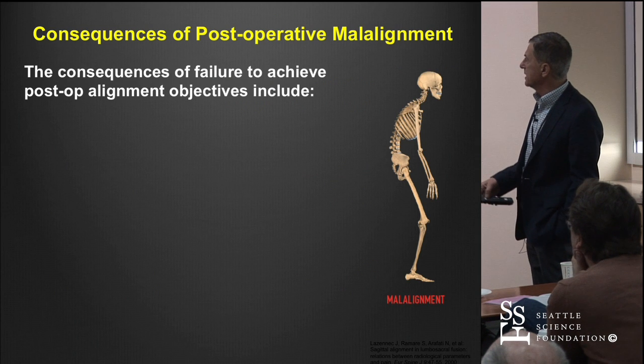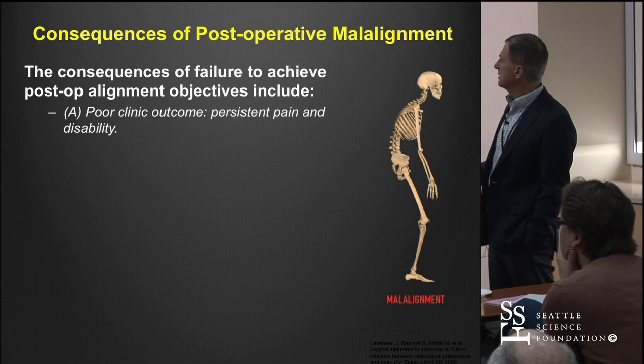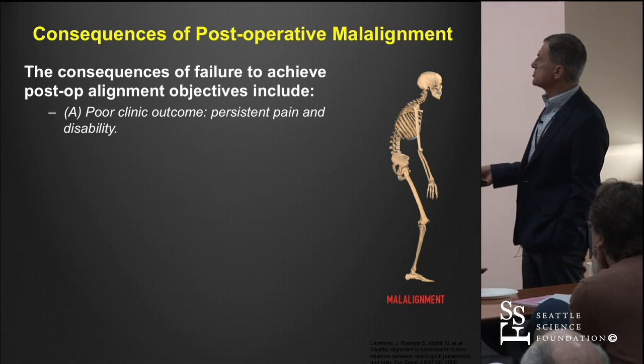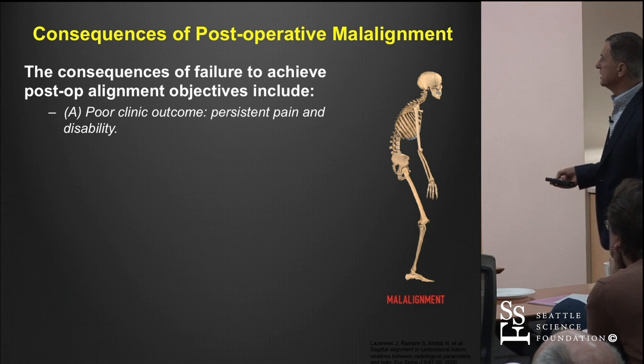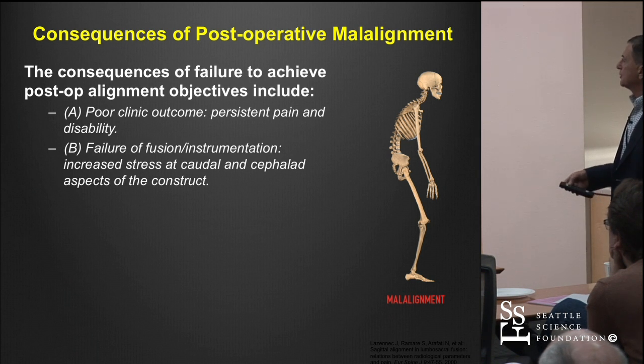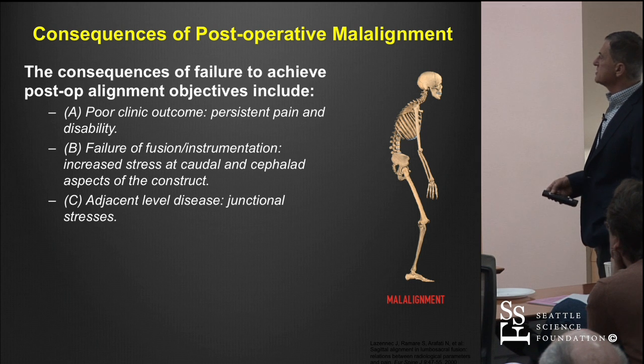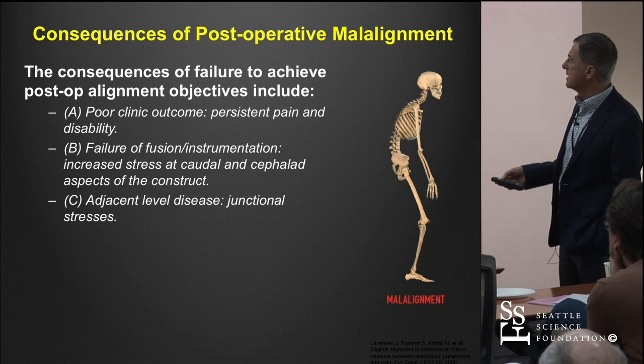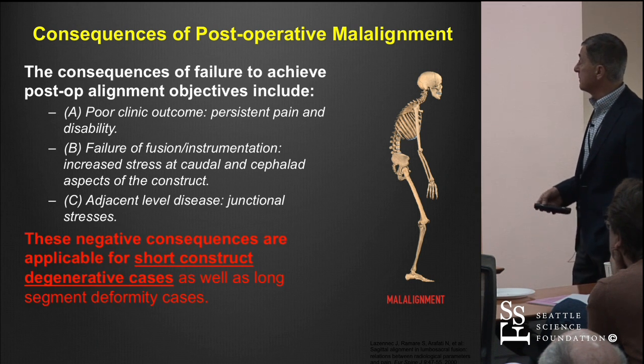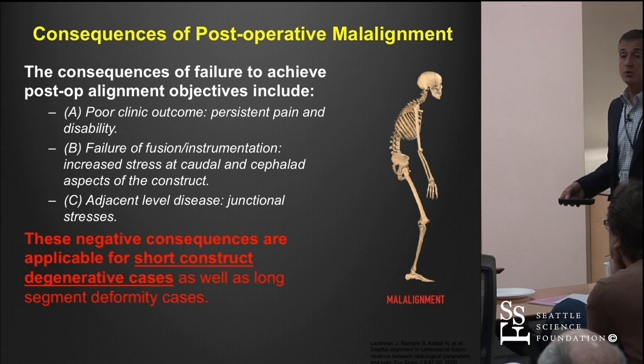And this was, again, a study. So the consequence of not achieving the alignment would lead to poor clinical outcome. Your instrumentation will fail because now you have all the stress on the instrumentation. You're going to get non-unions. And then you're going to have adjacent segment disease, even if you do a short construct.